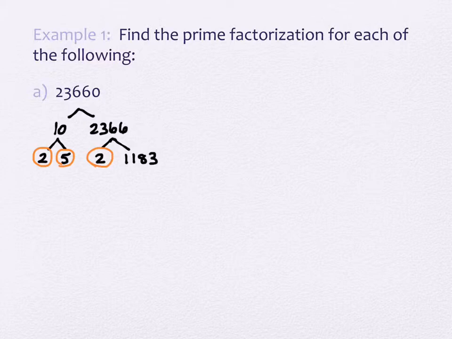1183, it isn't prime. So let's think through what we know it's not divisible by. I know it's not divisible by 2. Why? It's not even. How about 3? Can you check 3 for me real quick? Why is it not divisible by 3? The sum's 13. 13 doesn't divide by 3, so 1183 won't either. 5. Doesn't end in 5 or 0. Okay, what's the next prime number after 5?